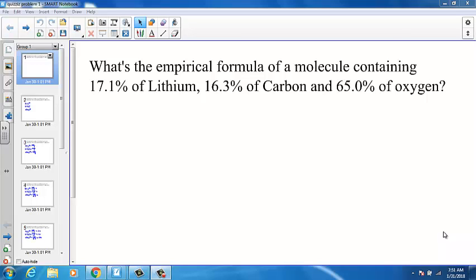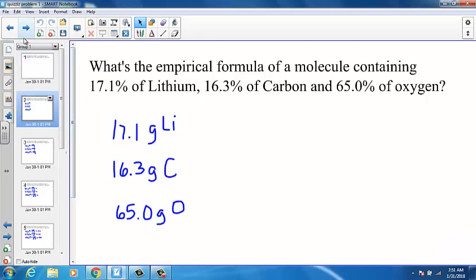What's the empirical formula of a molecule containing 17.1% lithium, 16.3% carbon, and 65% oxygen? Do you recall when we said we had percent, what is that also equal to? So we had talked about that if I have percent, that's really going to be the same as grams because percent is just the percent mass of each one. So I have that many grams of each of these.